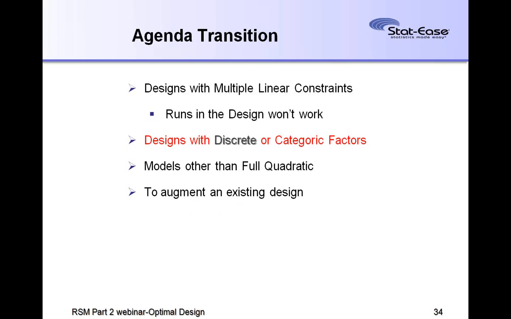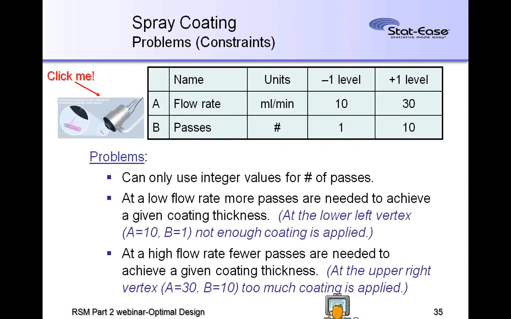So now we are going to move on to a design with discrete factors. If you have discrete factors, the only place you can do that is in the optimal design, RSM optimal. Be careful, there is an optimal design under the factorial tab. You definitely got to go to the RSM to do this.